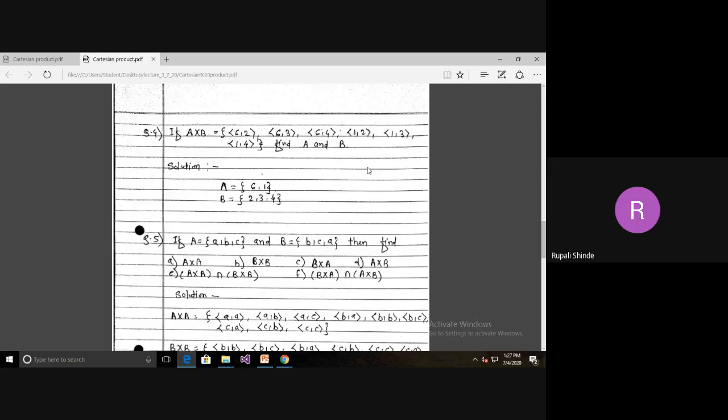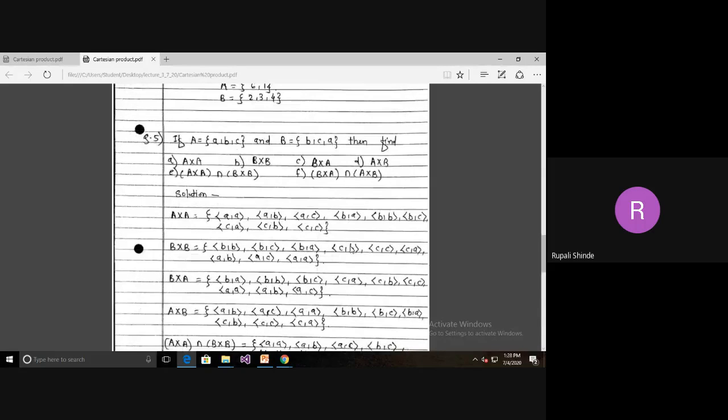So here which set do we have to consider first? They have asked A Cartesian product B. That's why we have to consider set A first. That set contains 3 elements. From those 3 elements we consider the first element A. So A comma B, A comma C, A comma A, then B comma B, B comma C, B comma A, then C comma B, C comma C and C comma A. So this is the answer for A Cartesian product B.